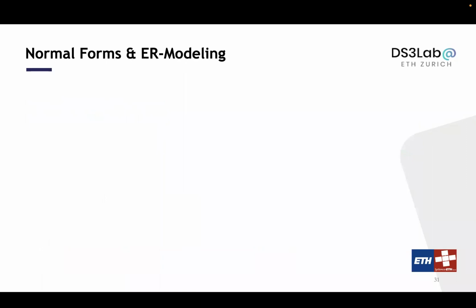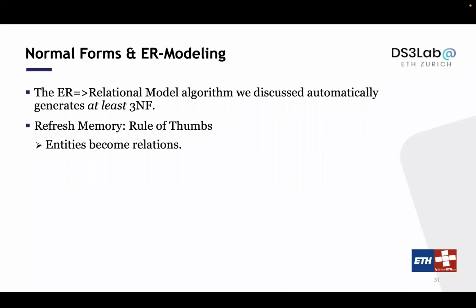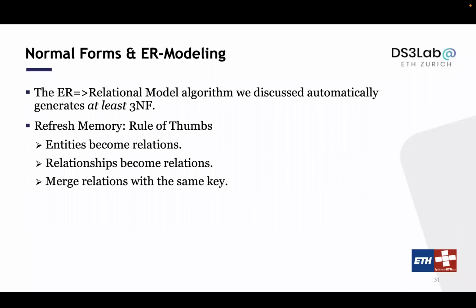So when we talk about normal form and ER modeling, right? Remember, we talked about one rule like 2 weeks ago about how to translate an entity relationship diagram to a relational model. And that algorithm is automatically going to give you something in third normal form. Just to refresh our memory about that rule, right? Entity sets become relations, okay, in the ER diagram. Relationships in the ER diagram are going to become relations. And then you try to merge relations with the same key, okay? So if you follow this rule, do the translation from ER diagram to a relational model, you are going to at least get third normal form, okay?